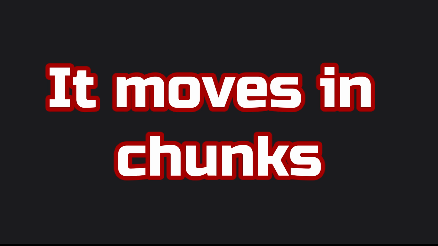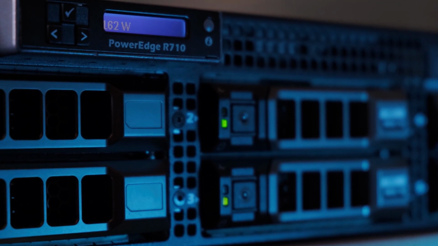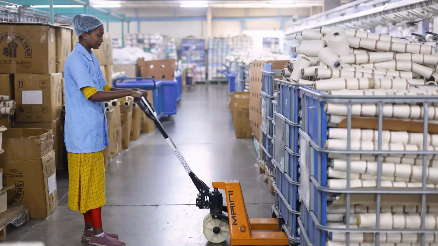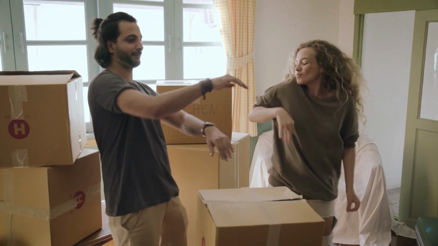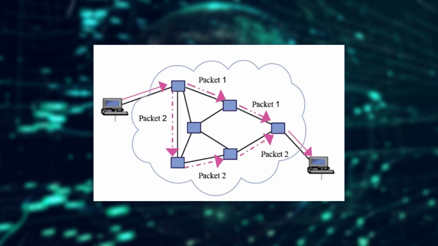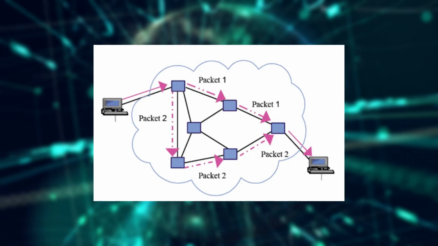It moves in chunks called packets, each carrying a tiny piece of your email, video, or web page. Think of packets like a couch you ordered on Amazon. It's hard to ship the whole couch assembled, so oftentimes it's sent to you in multiple boxes for you to disassemble at home. These packets travel independently, sometimes even taking different routes before reassembling at their final destination.